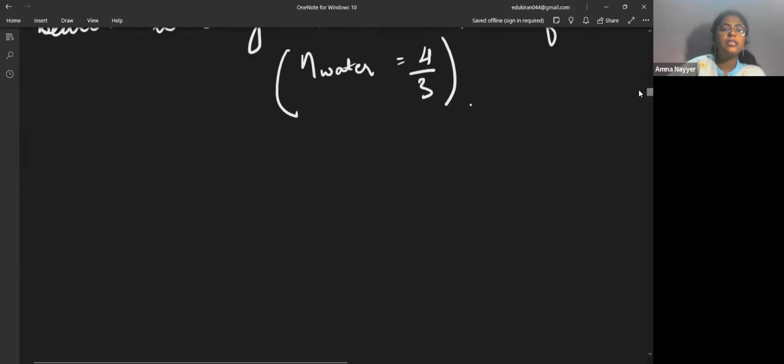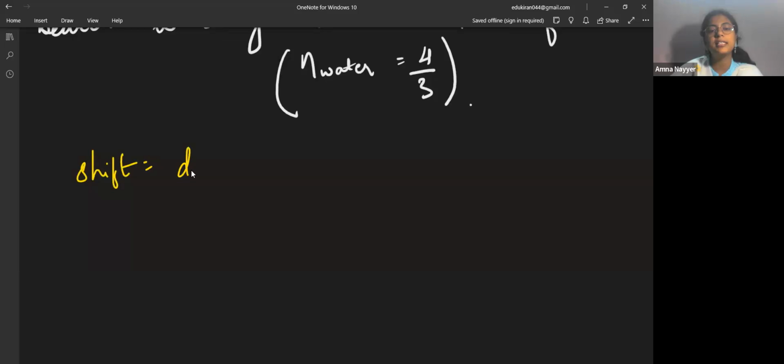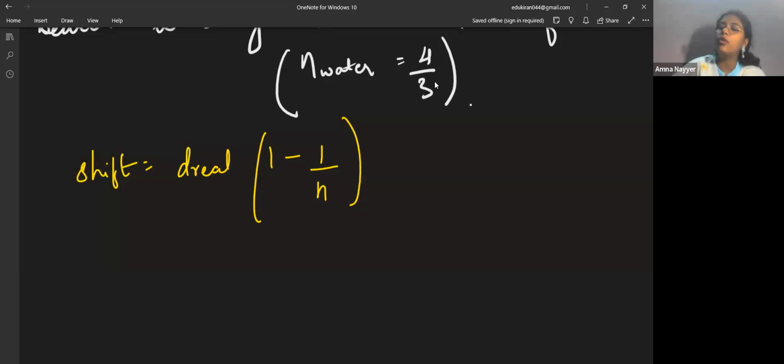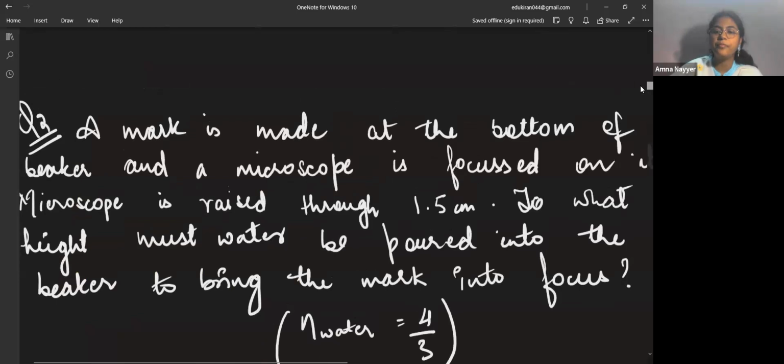So here also you are shifting it. The formula of shift is d real into 1 minus 1 by n, where n is the refractive index. Here the refractive index of water is already given, 4 by 3. Then we need to find out what the shift is. Shift is given, no? The microscope is raised through 1.5 centimeters.